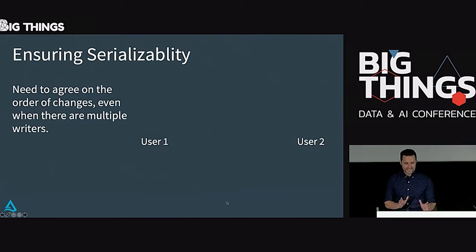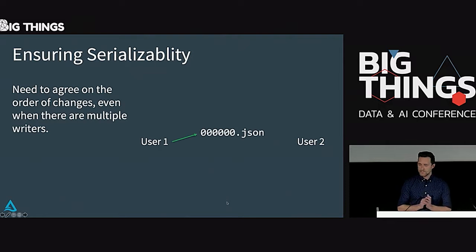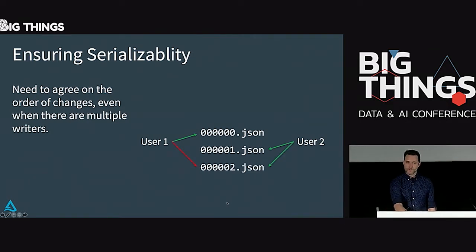So now for consistency, we need to all agree on the order that those changes happened. And so here we need a property called mutual exclusion. So user one can create version zero, and that's great. User two can create version one, and we're all good. But if both users try to create version two at the same time, it's very important that one of them succeeds and the other one gets a message back that says, hey, that version already exists.